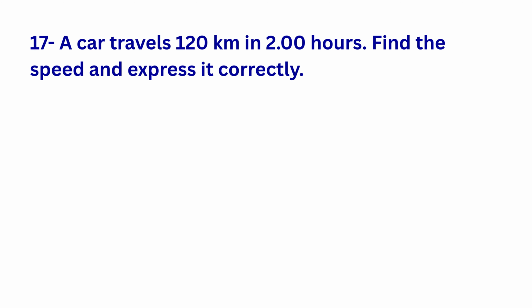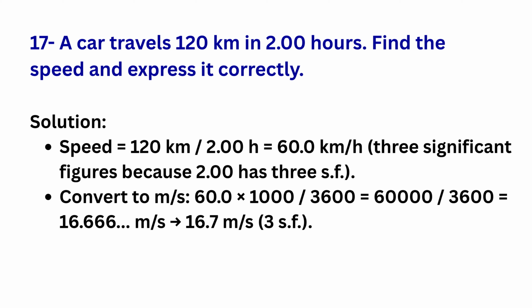Question 17. A car travels 120 kilometers in 2.00 hours. Speed equals distance divided by time, so that's 60.0 kilometers per hour. If we convert that to meters per second, we multiply by 1,000 and divide by 3,600, giving 16.7 meters per second with 3 significant figures.